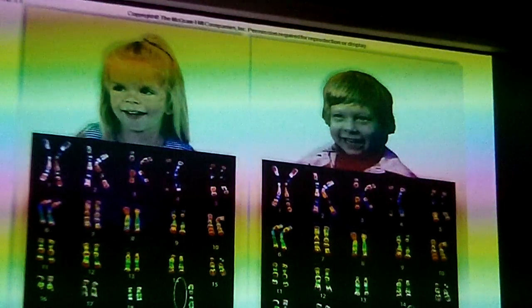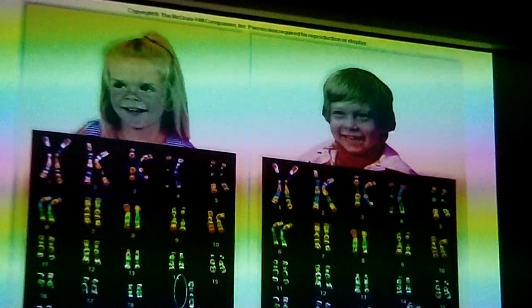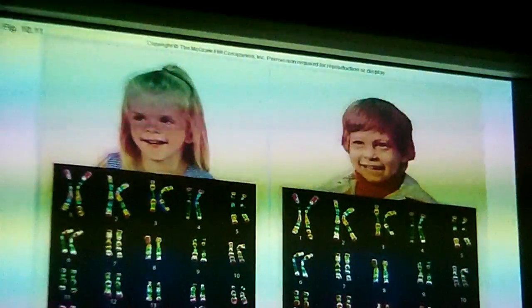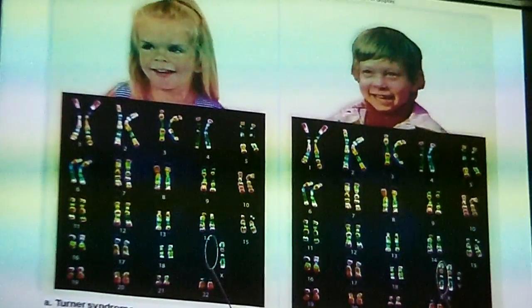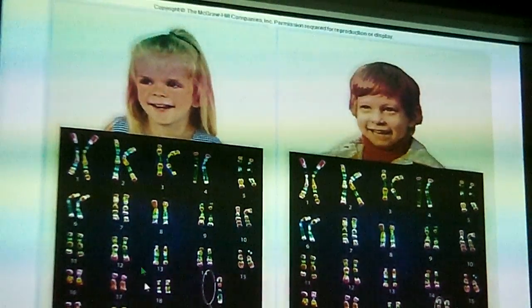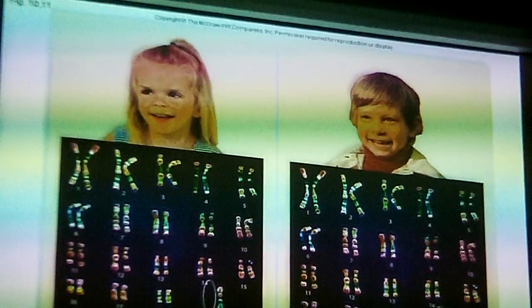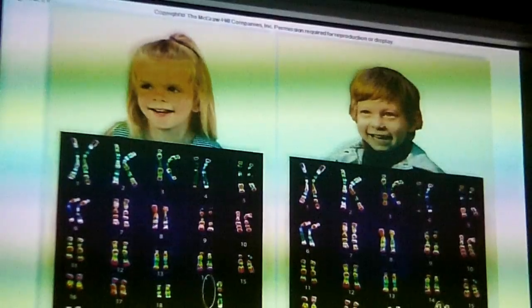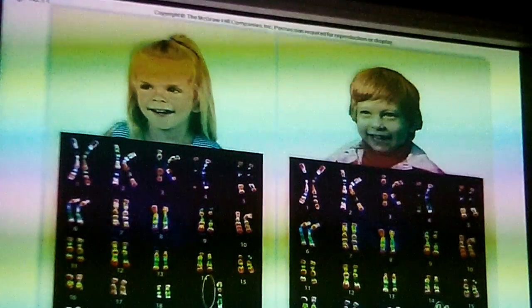So, she's just got 1 X. And that means she's female, but she's got Turner syndrome. Turner syndrome ends up making a female with a problem. And what problem do you have when you have Turner syndrome? Right here in the book. It says in the book.